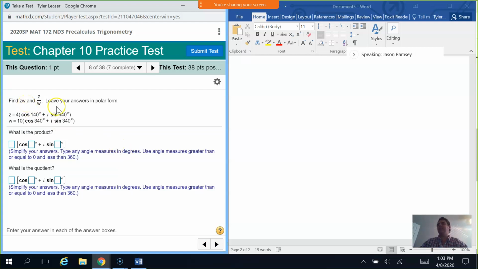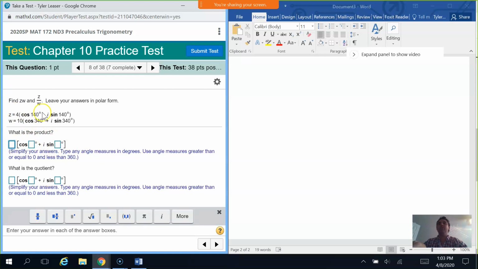Find ZW and Z divided by W. Leave your answers in polar form. So whenever you're given the polar form here, multiplying and dividing is very nice. We don't even need to write this stuff out. When you multiply two complex numbers together, you just multiply their R values. So 4 times 10 is 40. And then you add the angles. So 140 plus 340 is 480. The problem with 480 is that it's too big, right? It's outside of the unit circle. But we can find the coterminal angle that's equal to 480 by subtracting 360. So 120. So 120 is going to go here.